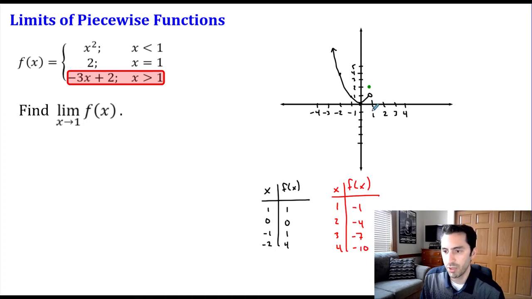So let's see what we get if we plot these. So 1, negative 1. And again, I don't have the or equal to, so this is just an open circle here. And then I can use my slope to get our other points. We have 2, negative 4, and 3, negative 7. And we could keep going.